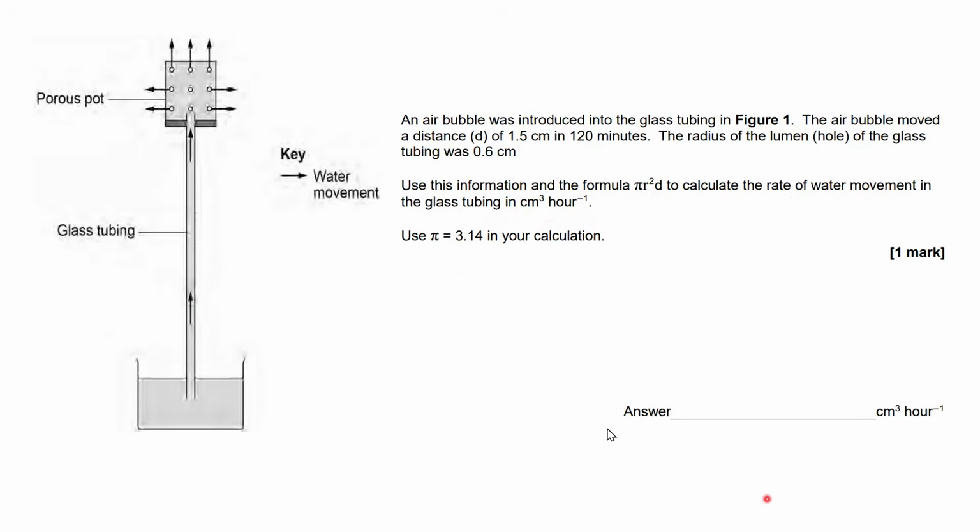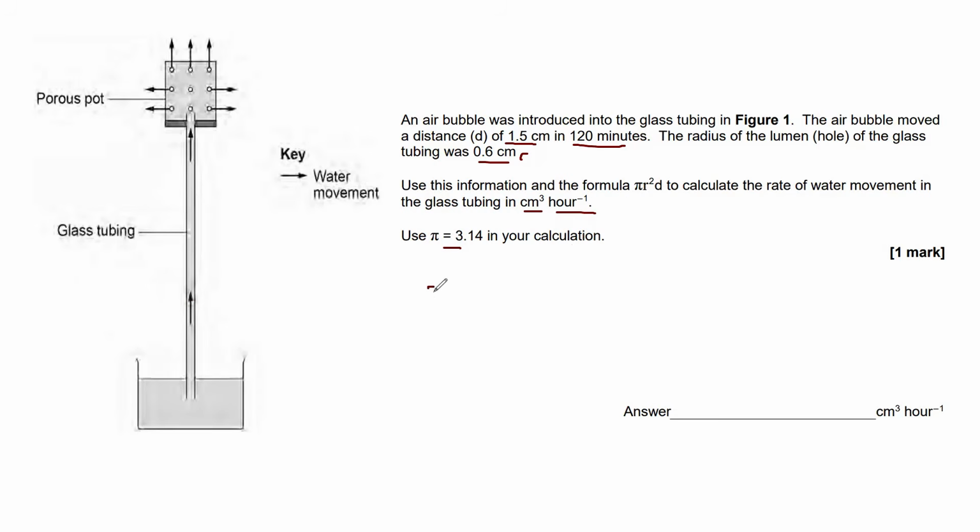Okay, let's get into this one. What we want to be thinking about here is they've told us d, they've given us r, and they've given us pi. So that is all beautiful. But they've also given us centimeter cubed per hour and 120 minutes. All right, let's get on and carry out the calculation.